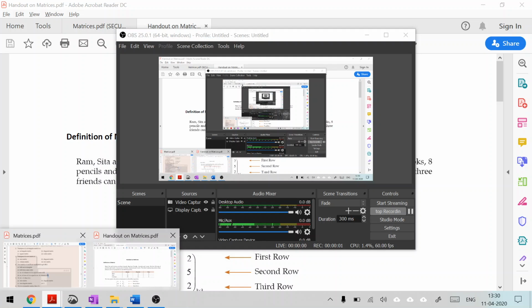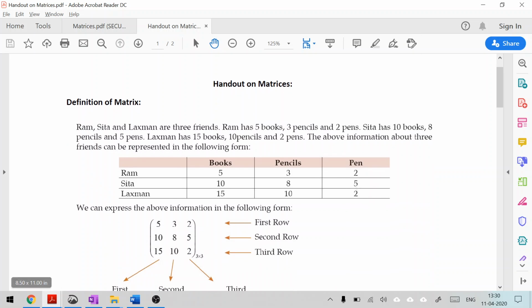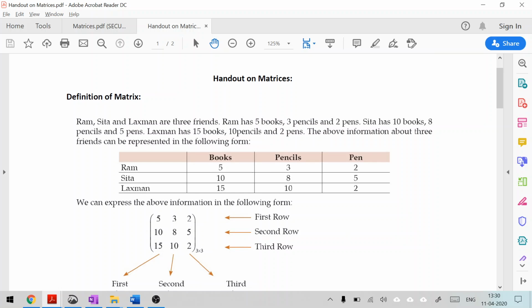Hello students, in this lecture we are going to start with matrices. I had already shared a handout with you, a handout on matrices. So I hope you have gone through this handout completely. I will take you through the handout for 10 minutes and then we will start with the problems from the exercise.